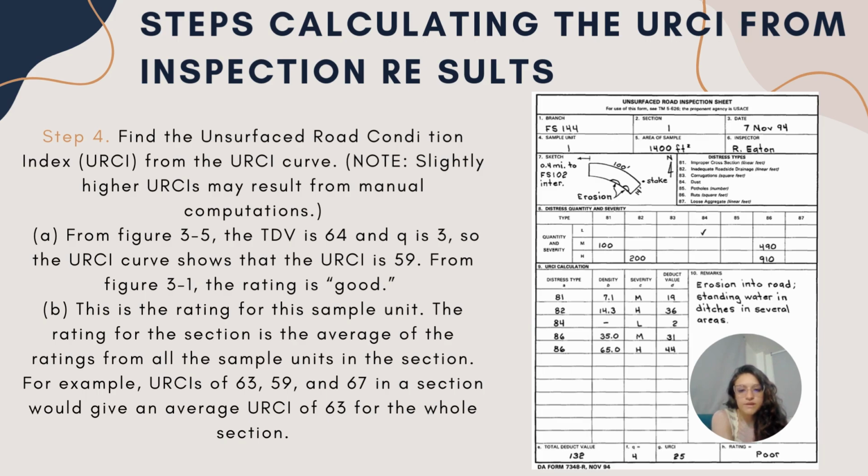The rating for the section is the average of the ratings from all the sample units in the section. For example, URCIs of 63, 59, and 67 in the section would give an average URCI of 63 for the whole section.